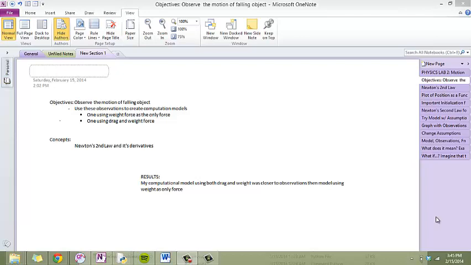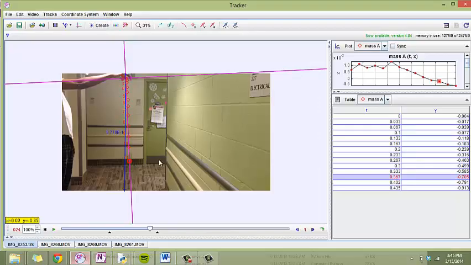My computational model using both weight and drag force was closer to my observation than my model using weight as the only force. To get started, I uploaded my video into Tracker. I was able to set my coordinate system with the origin being at the center of the ball before it is dropped. I set my length scale to my friend's height from his shoulder to his knees, as well as I marked the point of mass of the ball at each time frame.